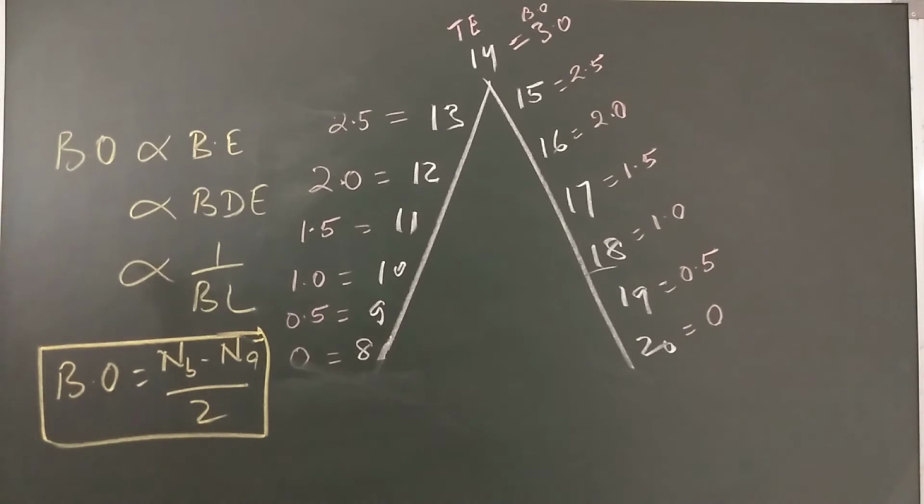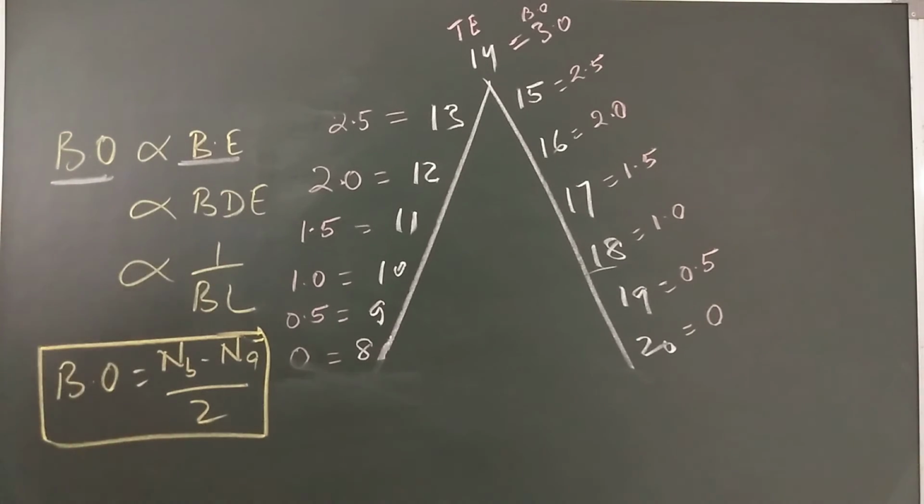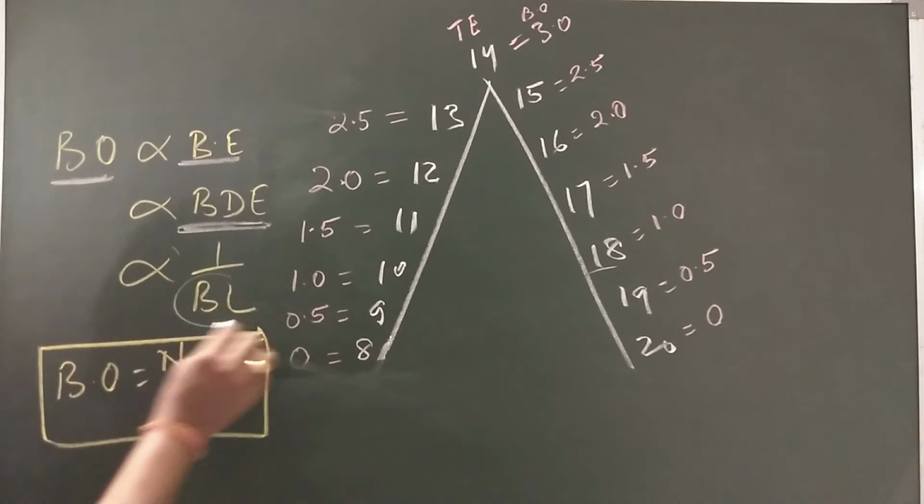Now bond order is directly proportional to bond energy. The higher the bond order, the more the bond energy. It is also directly proportional to bond dissociation energy. In case of diatomic molecules, bond dissociation energy is also equal to bond energy. And it is inversely proportional to bond length.